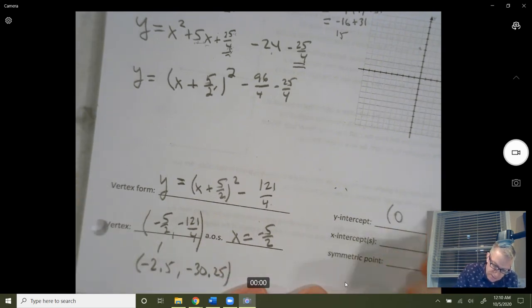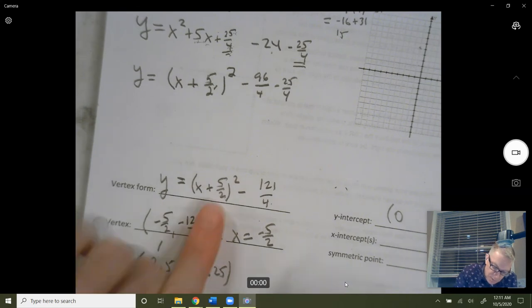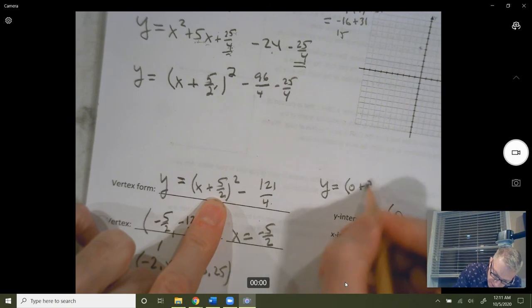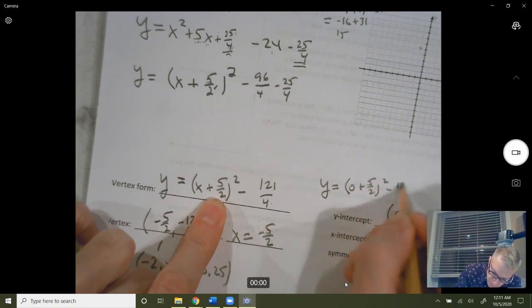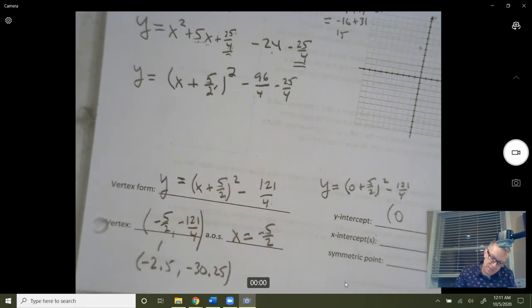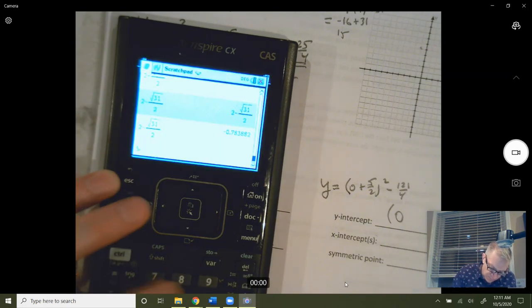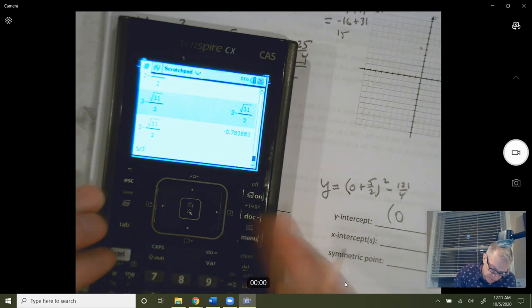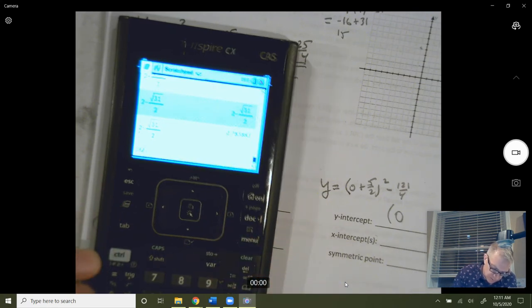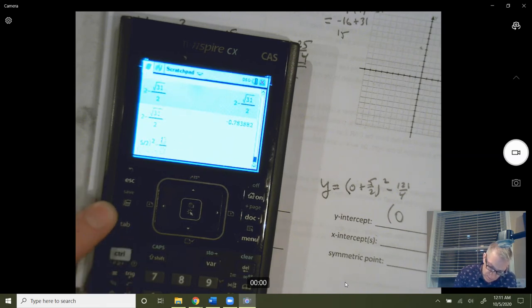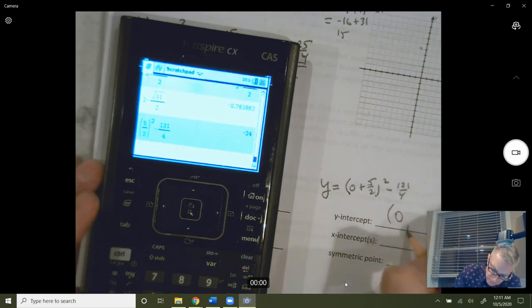Y-intercept happens when x is 0. So when x is 0, we're going to get y equals (0 plus 5 halves) squared minus 121 over 4. Okay, so I'll do that on the calculator. So 5 halves squared minus 121 over 4. Oh, negative 24.